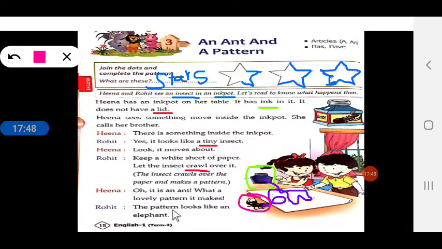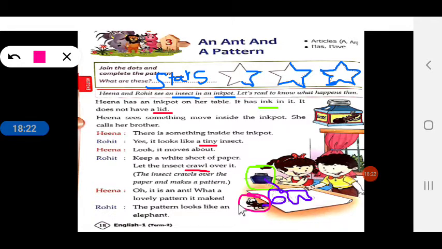Then Rohit says the pattern looks like an elephant. See how the pattern looks. The pattern looks like an elephant. So dear students, you look at this pattern and it looks like an elephant, correct? So this pattern was made by the ant. So have you understood, my dear students? This is the story about an ant and a pattern. And let us go to the next page.